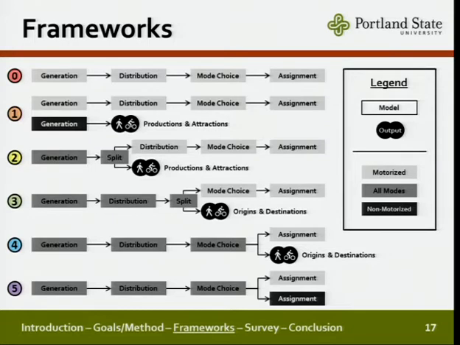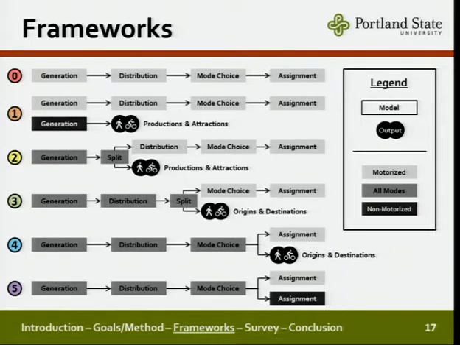Would you explain the difference between Framework 2 and 3? Because I think according to Framework 2, the mode choice of the bicycle or pedestrian should be performed, right? Or yeah, would you explain the difference between 2 and 3?